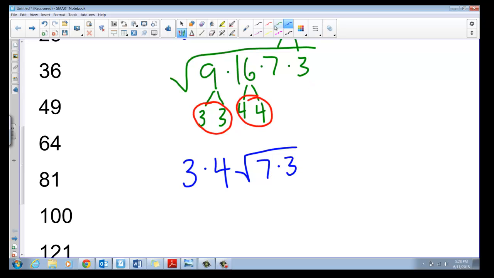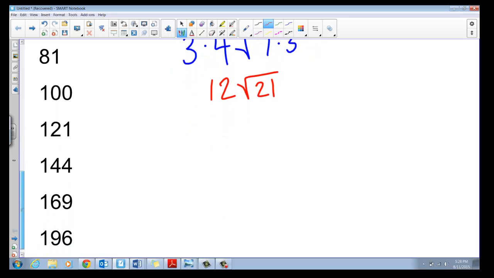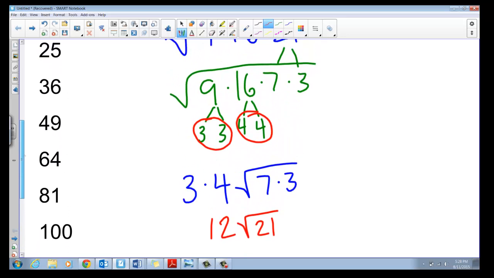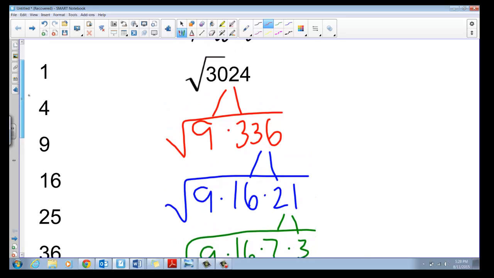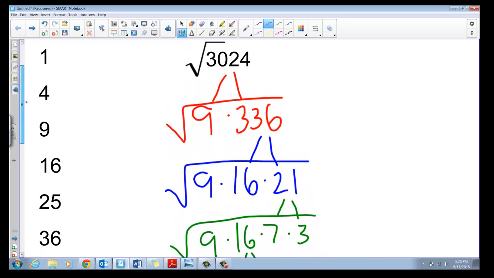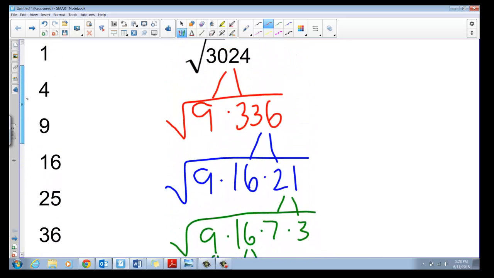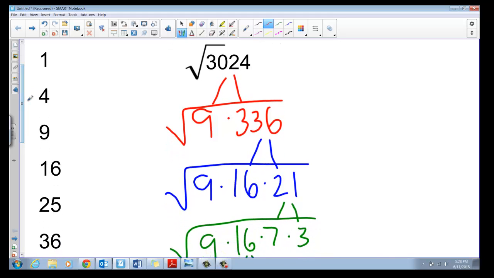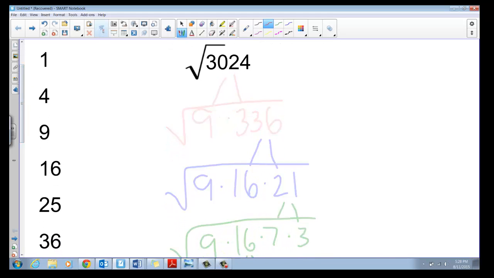So we're left with 3 times 4 times the square root of 7 times 3, leaving our answer to be 12 times the square root of 21. All right. So that's one way of doing it. All right, kind of the guess and check method that not all of you may be comfortable with. All right, so I'm going to clear the screen right now and start over on a different method.